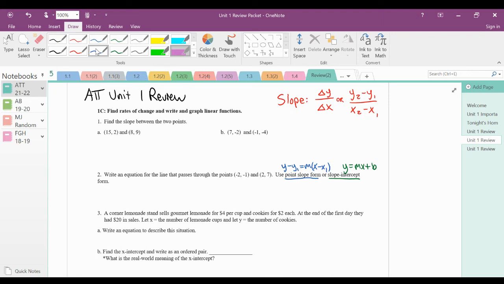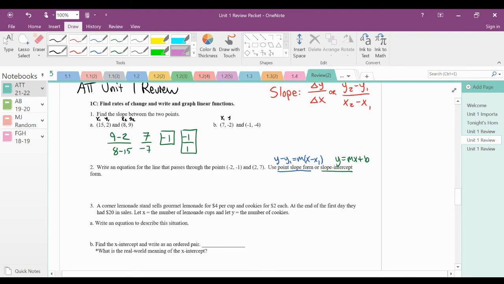So number one asks us to find slope between the 2 points. I always like to label our x1, y1 and x2, y2. And from there, I just am going to follow my change in y over change in x formula here. So that gives me 9 minus 2 over 8 minus 15, 7 over negative 7, which gives me a slope of negative 1. You can also write that as negative 1 over 1 to help you with graphing, down 1, right 1, etc.